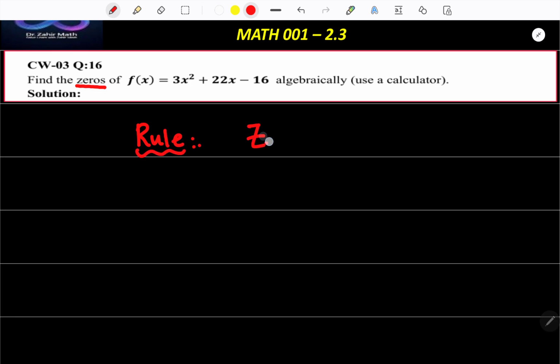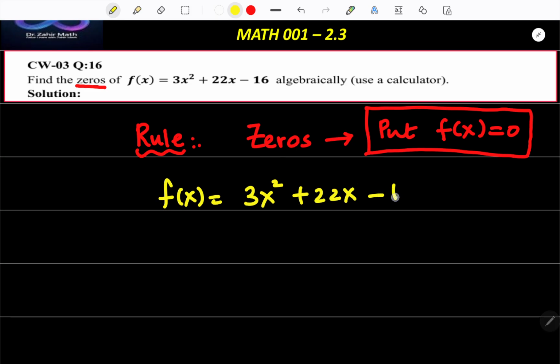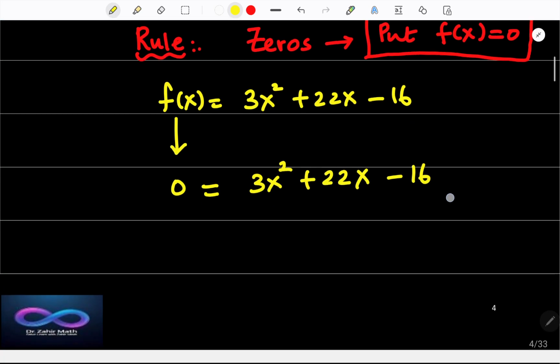What is the rule for finding zeros? Put f of x equal to 0. This is the rule for finding zeros of a function. Clear, everybody? Right. So what is your f of x given? Which is 3x squared plus 22x minus 16. What is the rule? The rule is f of x equals what? 0. 3x squared plus 22x minus 16.